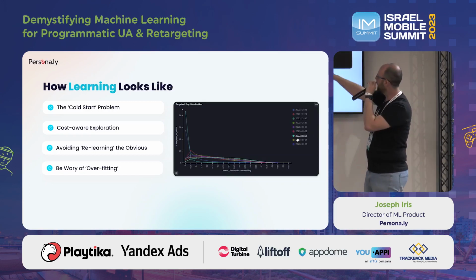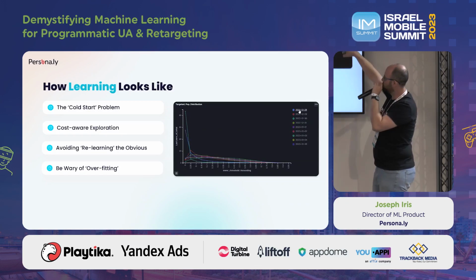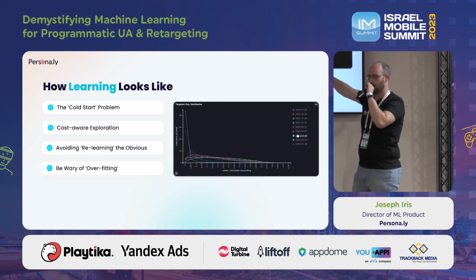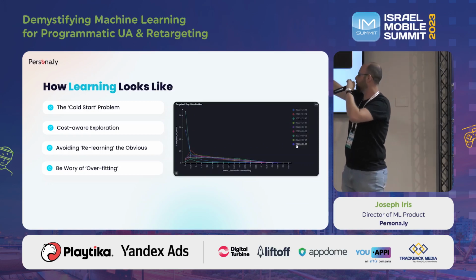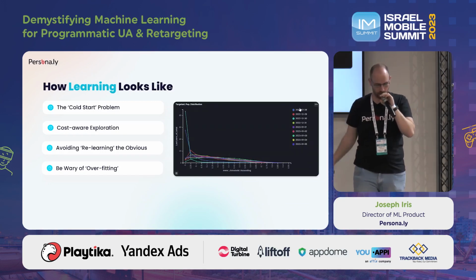That makes sense. But over time, each colored line here is a new model that we retrain every day. And as we accumulate information, you can see the distribution becomes more normalized. And we can actually say the user over here is 7 times more likely to install than the user over here. That's classification. That's what we're trying to do.